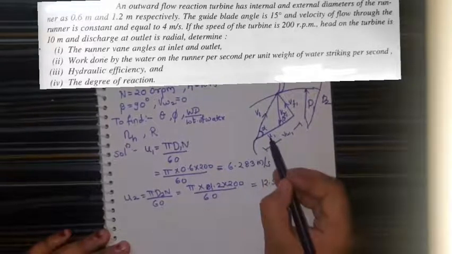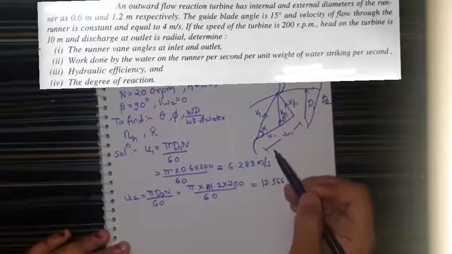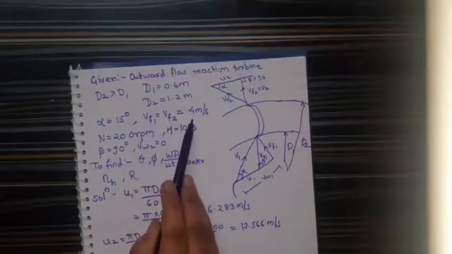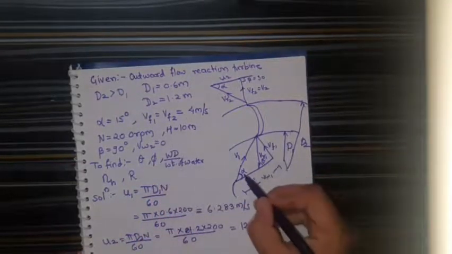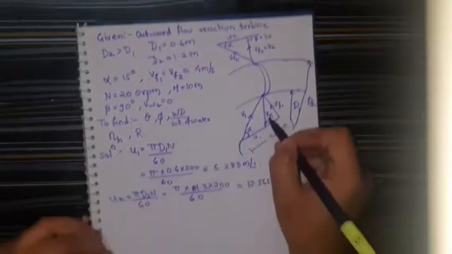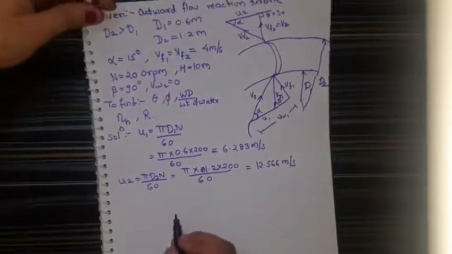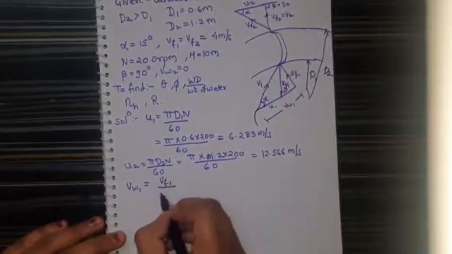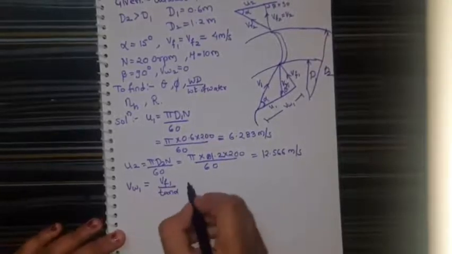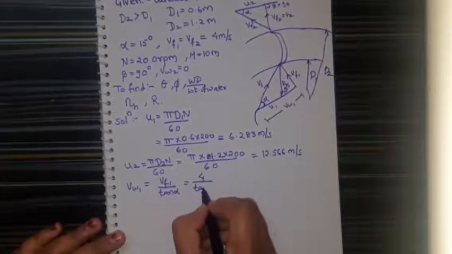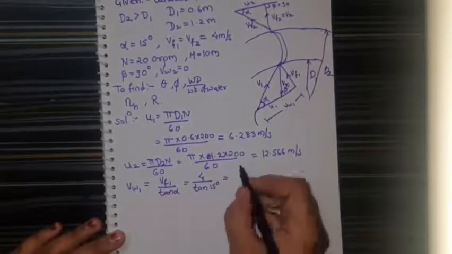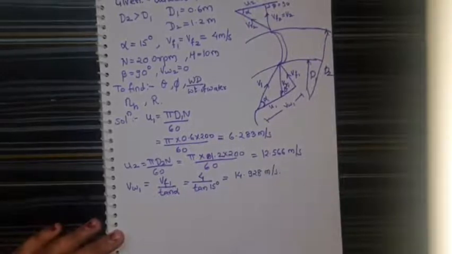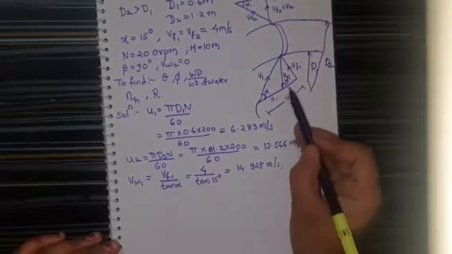Now we have got one more parameter. Let's see how we can find the third parameter. Here it is given that Vf1 is equal to Vf2. So from Vf1 and alpha we can find Vw1. We can write Vw1 is equal to Vf1 upon tan of alpha. So 4 divided by tan of 15 degree, and its value will be equal to 14.928 meter per second.